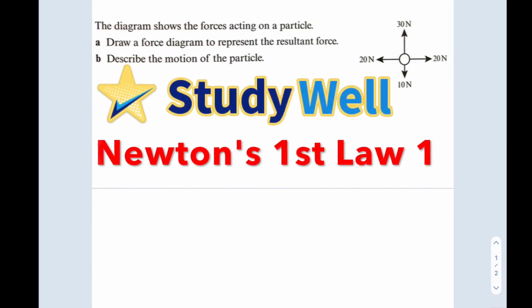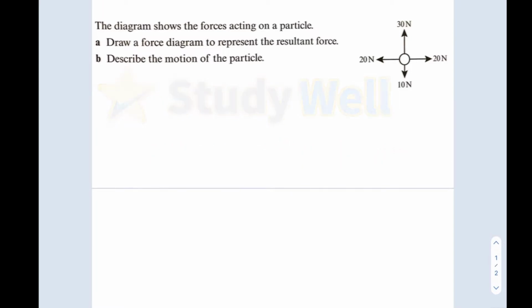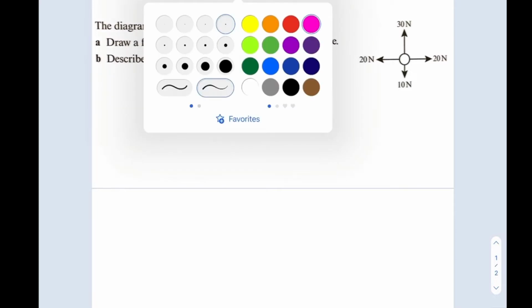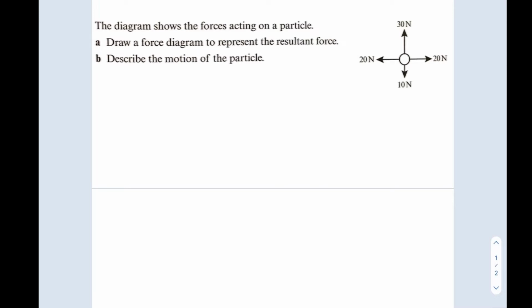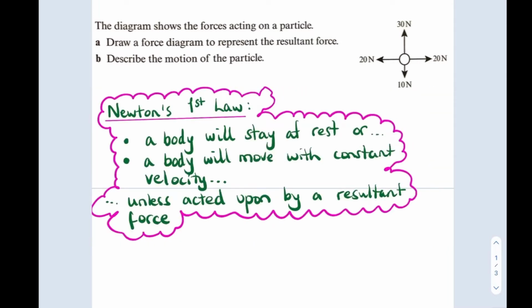So this is a very basic forces question taken from the AS Mechanics Edexcel booklet. It is very basic, but it actually gives us a nice introduction to Newton's first law of motion, which states that a body will stay at rest, or a body will move with constant velocity unless acted upon by a resultant force. And what we mean by that is if the forces are somehow unbalanced in a given direction.